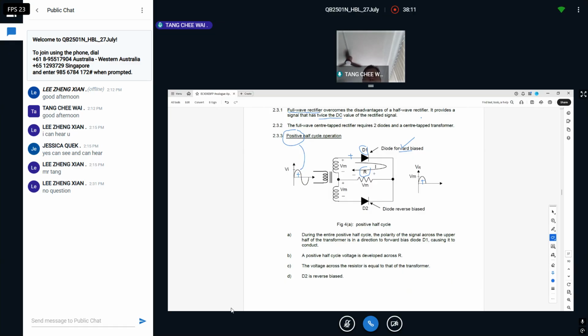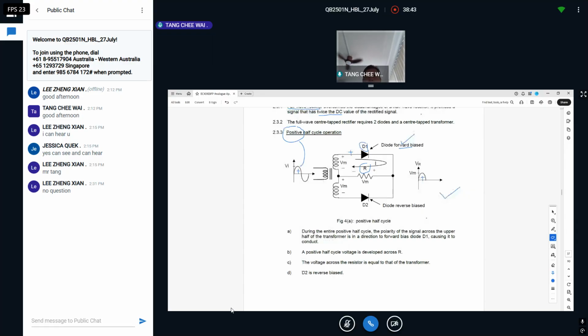Okay, positive comes in, forward bias, current flows past the resistor. The voltage across the resistor is shown here as the output. We are talking about the top half only. Top half first. This top half behaves like the half wave just now. I only allow the positive to go past.